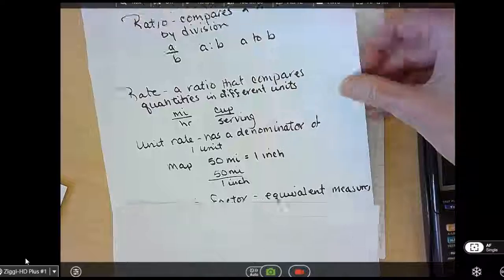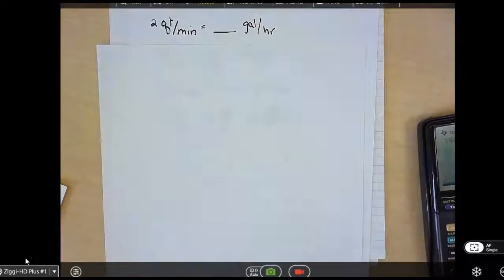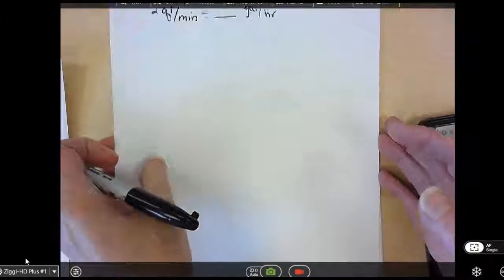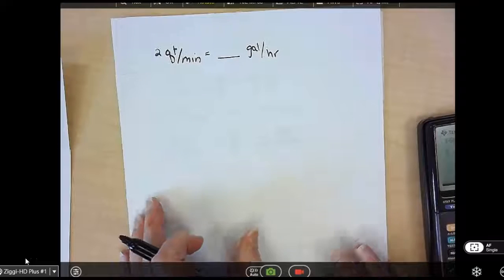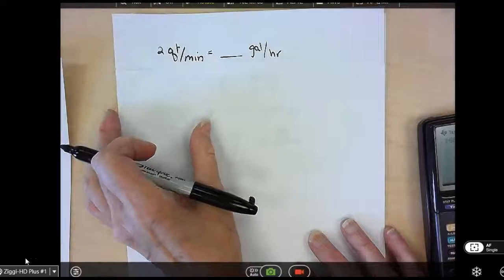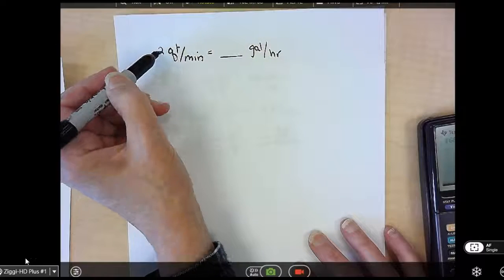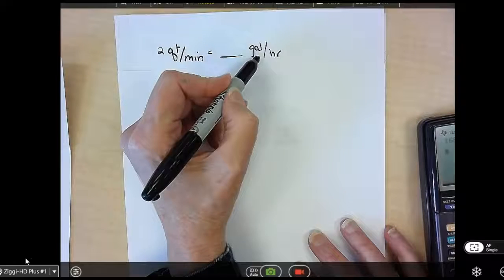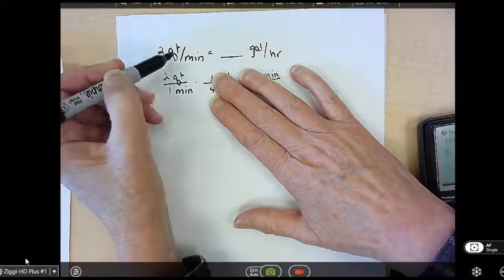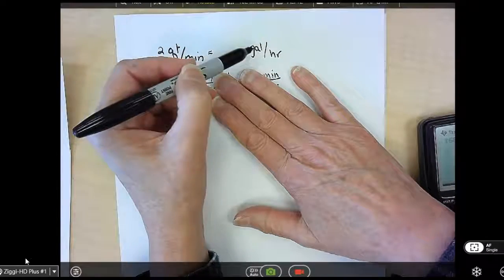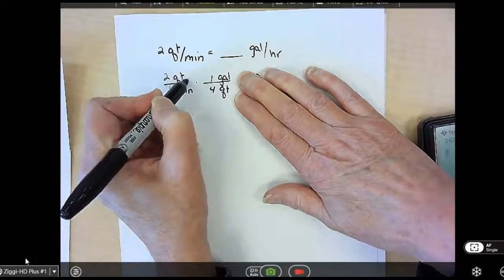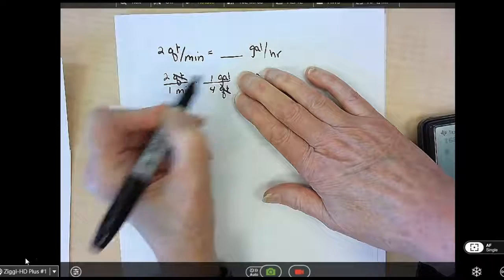When we get further in math and further in science, you will have to do conversions like this. It's real common in chemistry to have to convert units over, so this is just getting used to it and starting. So this one is 2 quarts per minute, and we want to convert to gallons per hour. So if I look at my 2 quarts, my quarts I have to turn to gallons, so I know there's 4 quarts in every 1 gallon. That would eliminate my quarts.